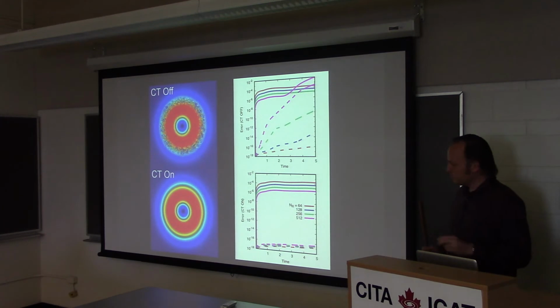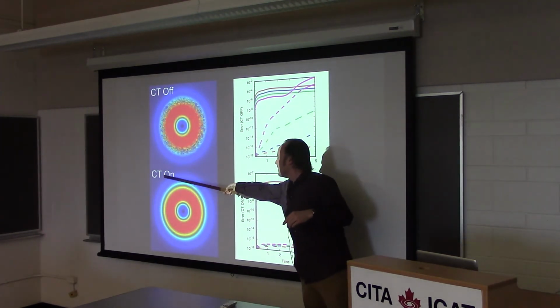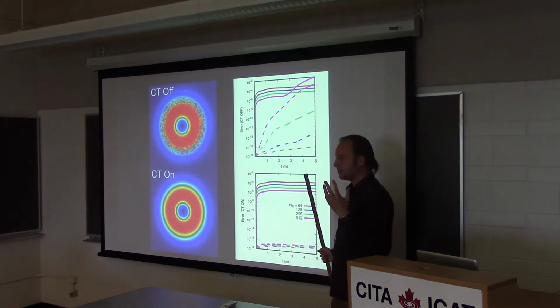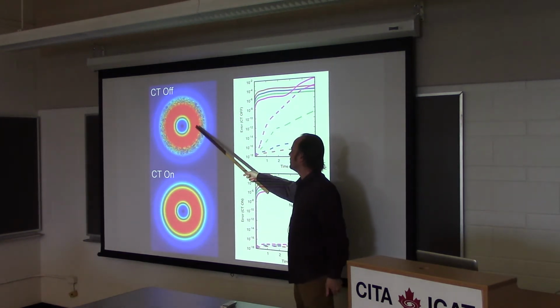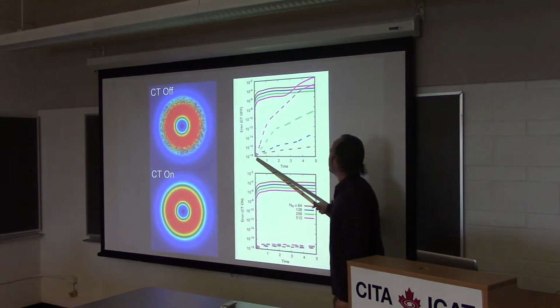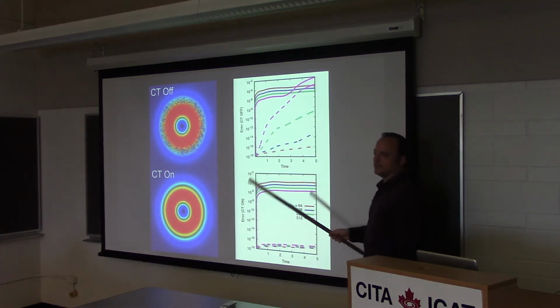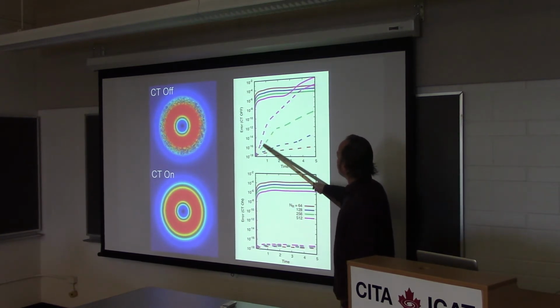And is it worth it? Well, what happens if you don't do that? This is what I call CT, that means constrained transport. That's the thing I just told you about. If you turn that off and you just evolve these things naively, you can get horrible instabilities. Like the errors can grow exponentially and your code crashes. And the errors grow faster the higher your resolution is.